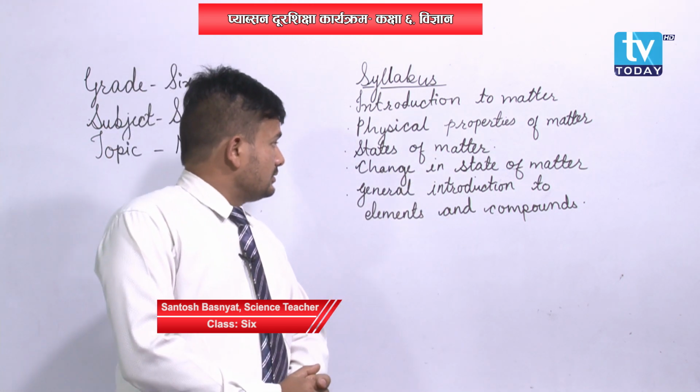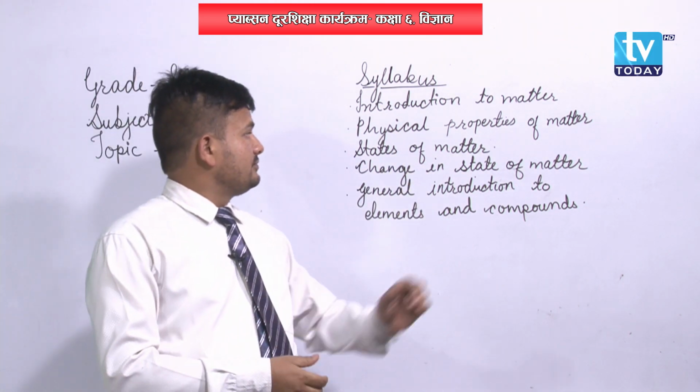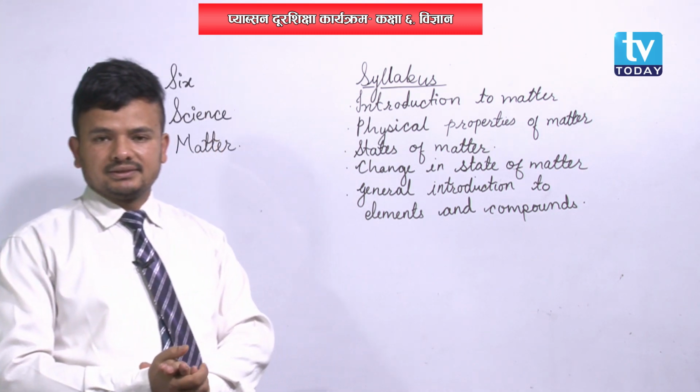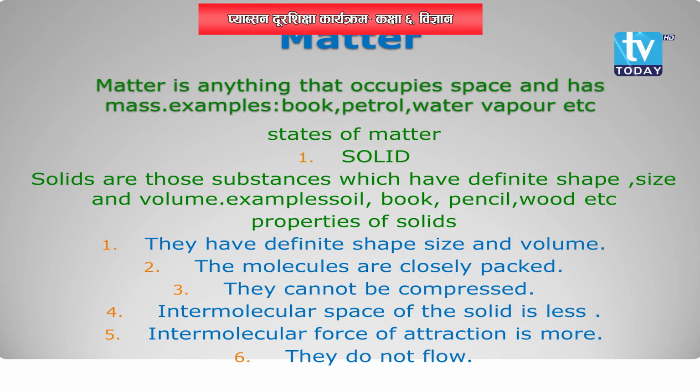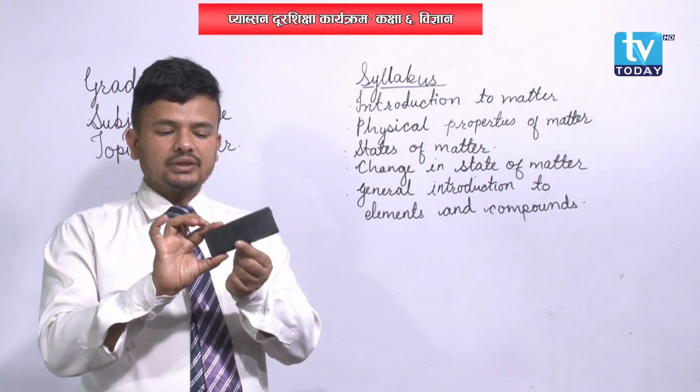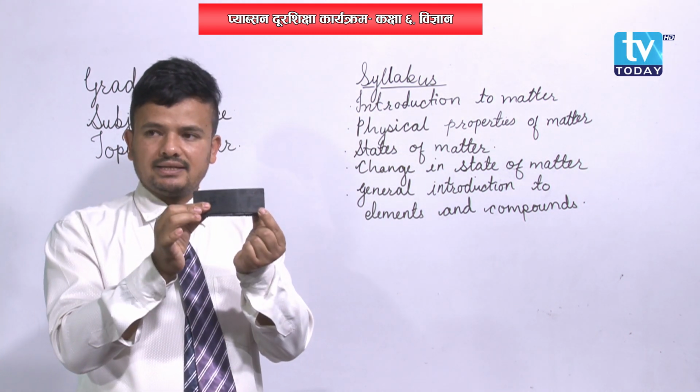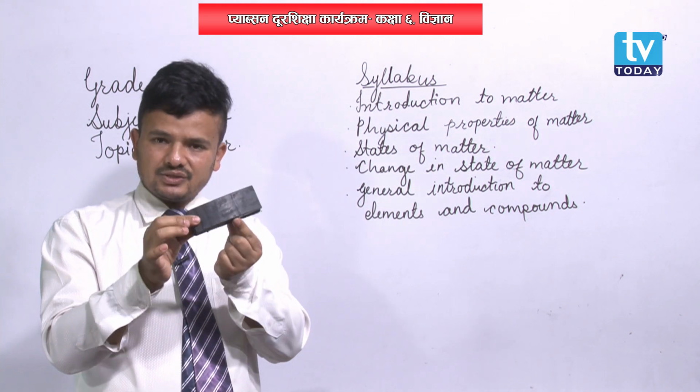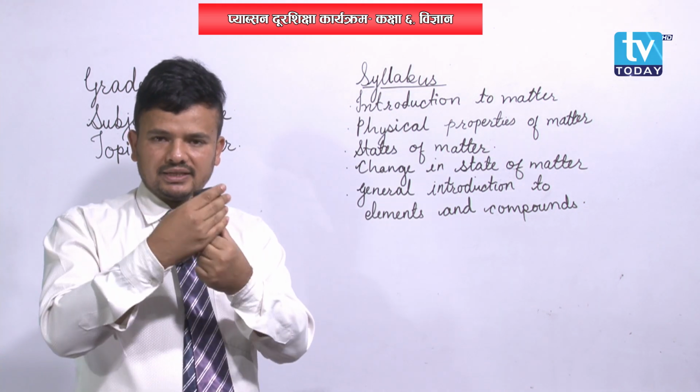Now come to the physical properties of matter. First we'll start with the solid. What is a solid? A solid is any object which has a definite shape, size and volume. Take one example: this duster is a solid. It has a definite shape, rectangular in shape. It has a definite size and a definite volume.